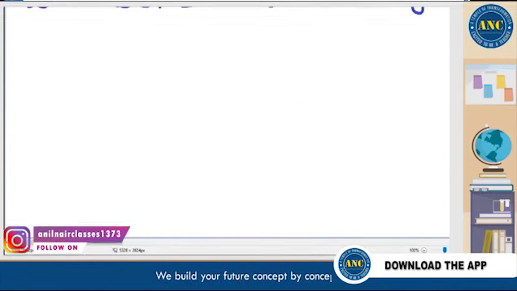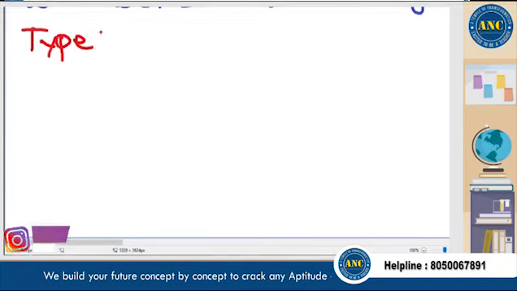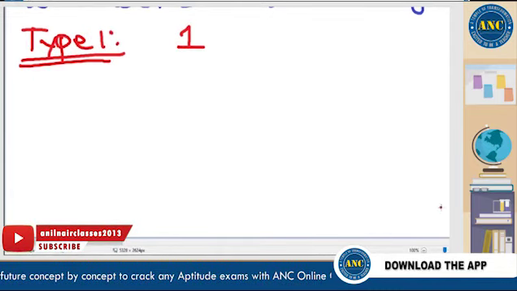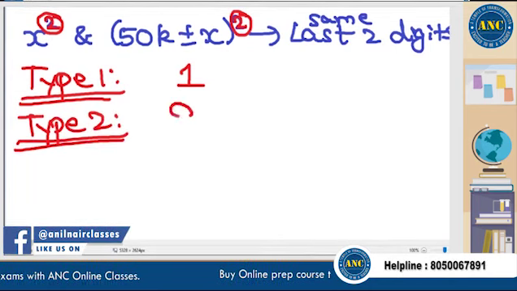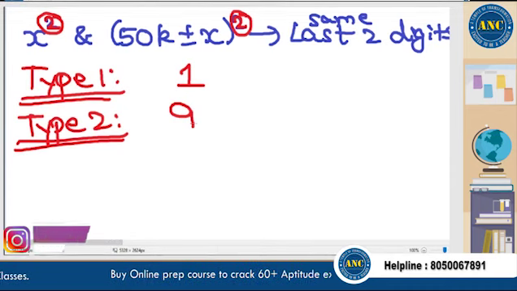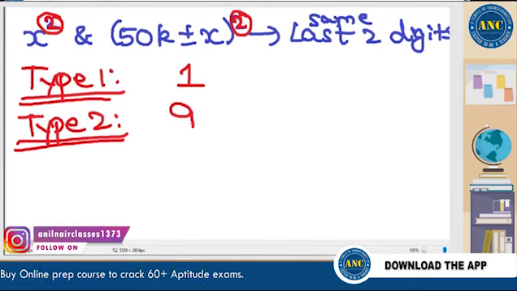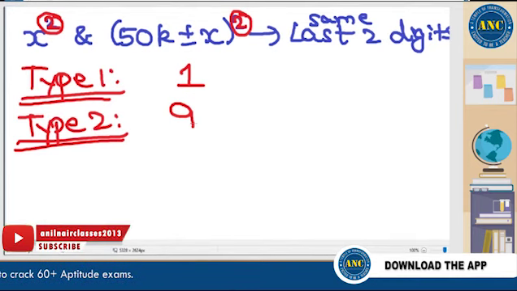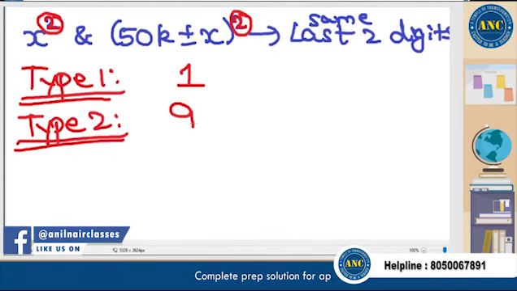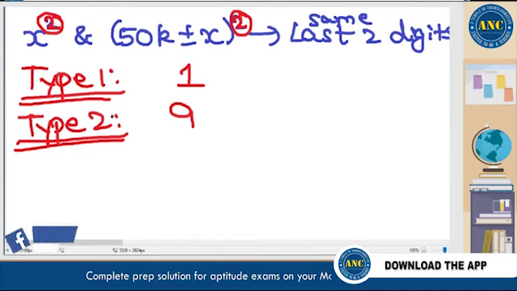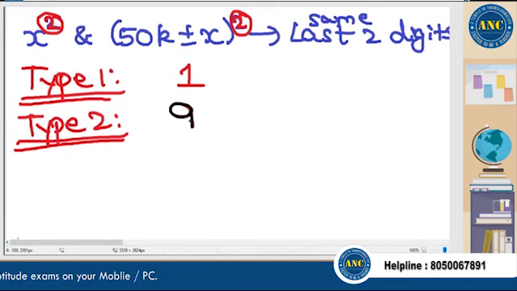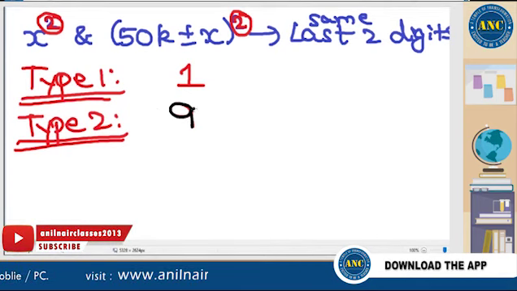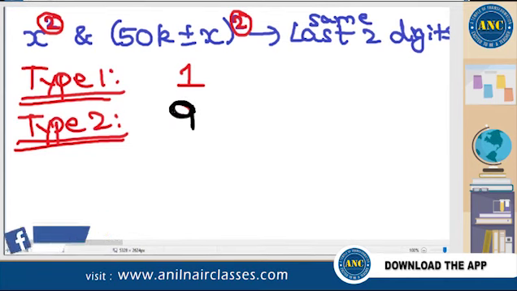Now think logically, what is type 1? Type 1 is nothing but when the unit digit is 1. What is type 2? Type 2 is when the unit digit is 9. That means we get any questions in either type 1 or type 2, and now we know how to solve those in a very easy and faster way. If I get a question with unit digit 9, I know how to convert that 9 to 1 and in turn 1 to last two digits, which I already know.